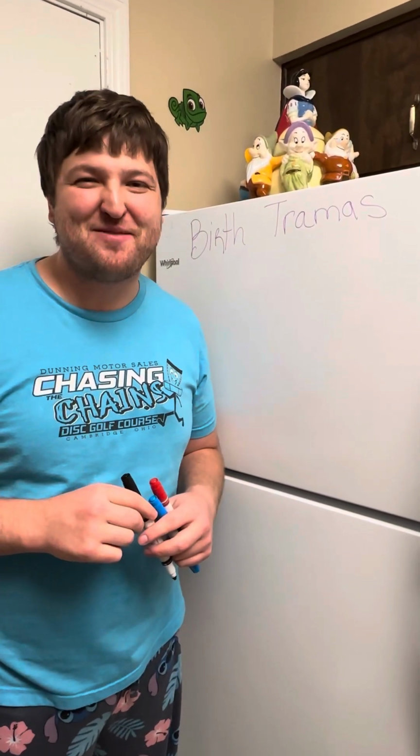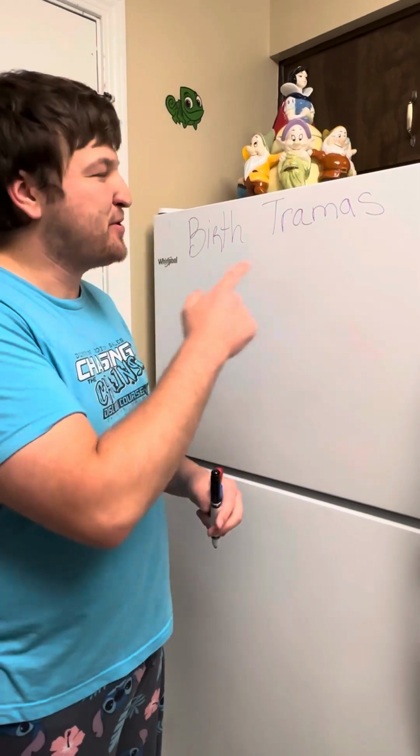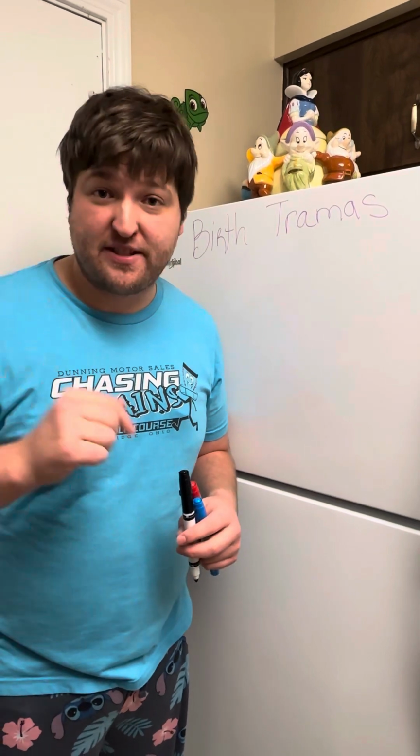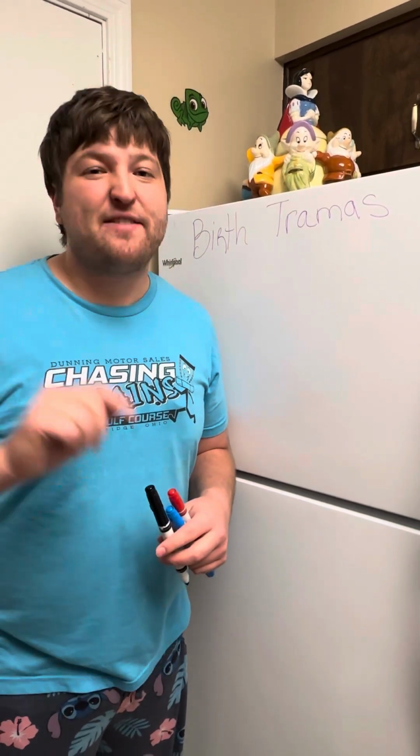I'm your host, Johnny Barba, and today we're going to be talking about birth trauma, specifically those that happen to the head of the infant. I'm talking about caput secundum, subgaleal hemorrhage, and a cephalohematoma.